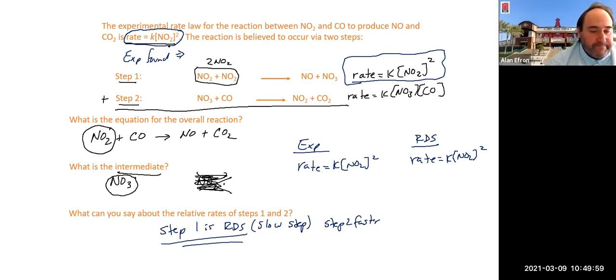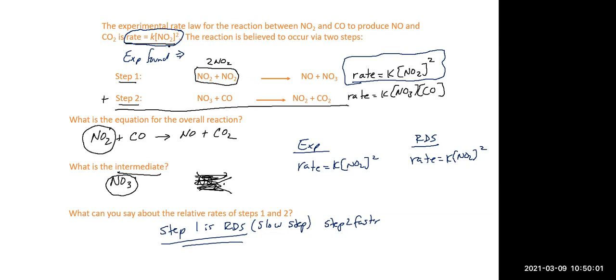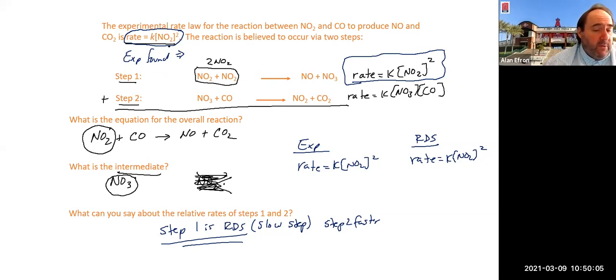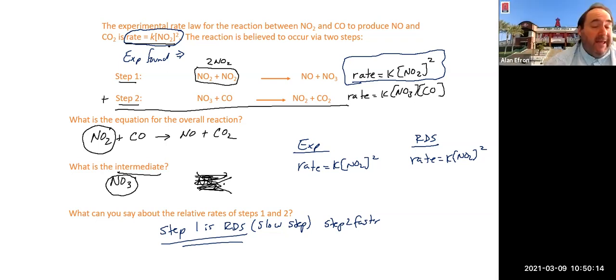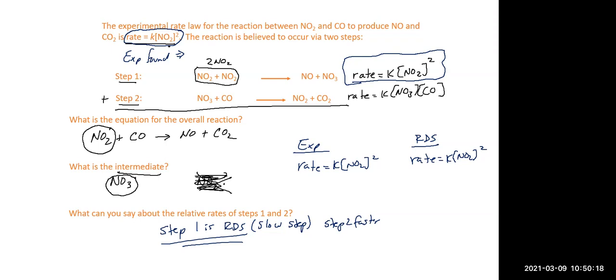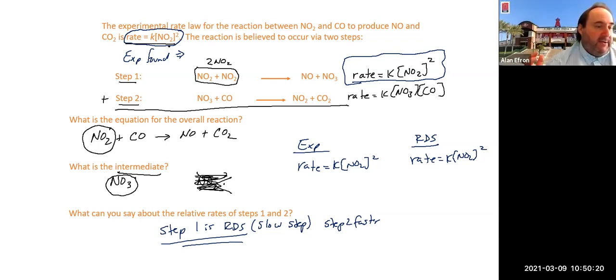I see. So because they match, that means it is the slower one. Right. And it is what is referred to as the rate determining step. Yes. And if we look at step number two, the rate law for just step number two doesn't look anywhere near the one that was found experimentally, which means it's really not the one that's determining how fast this reaction truly is happening.